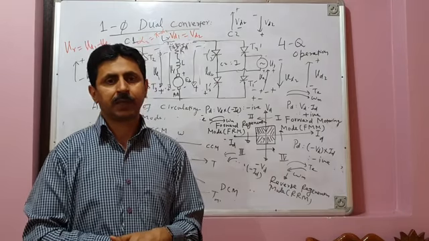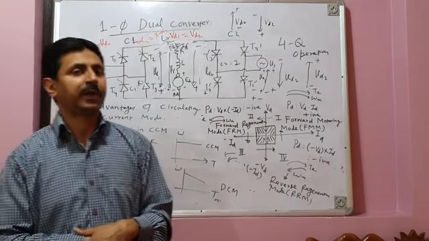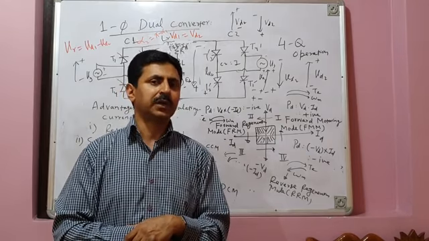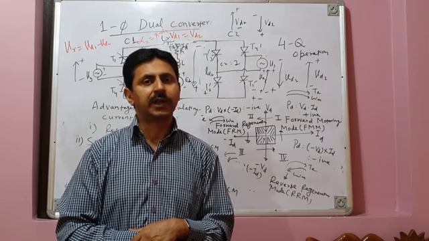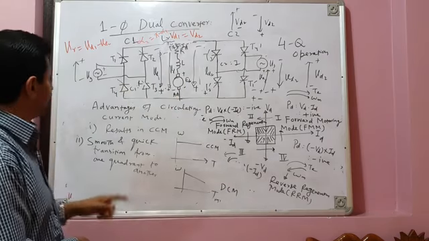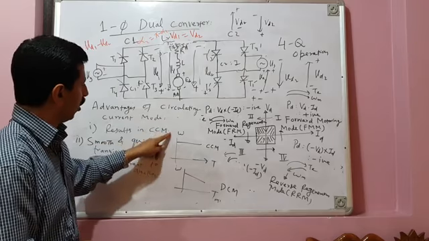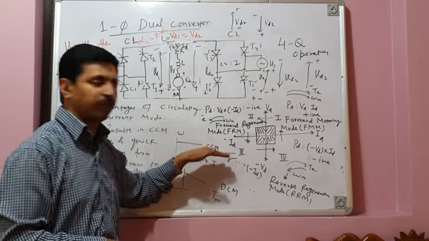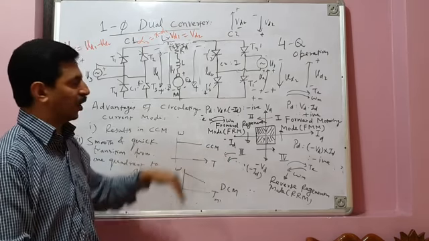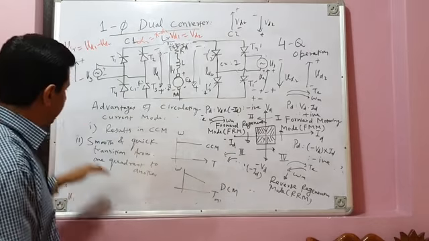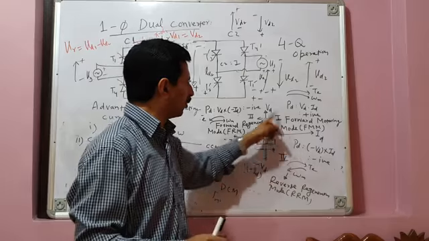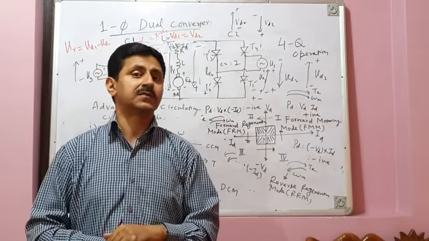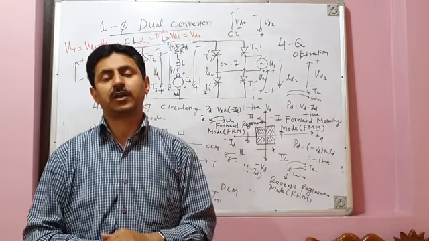And now this dual converter can operate either in circulating current mode or in non-circulating current mode. We always prefer operation of dual converter in circulating current mode, because circulating current mode always results in continuous conduction mode of operation, which is very good for the machine as far as its torque-speed characteristics are concerned. And the second advantage is that in order to go from one quadrant to another quadrant, the transition is smooth and quick, which is not the case with the non-circulating current mode.